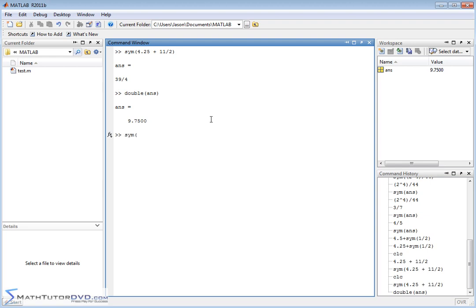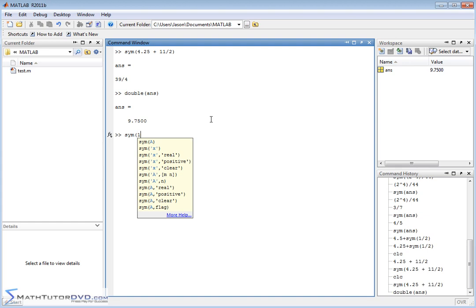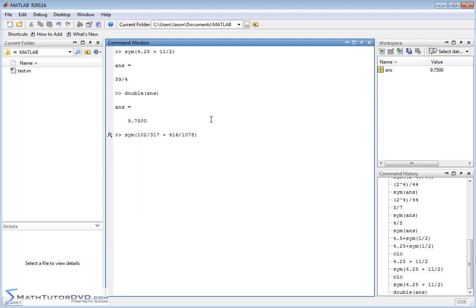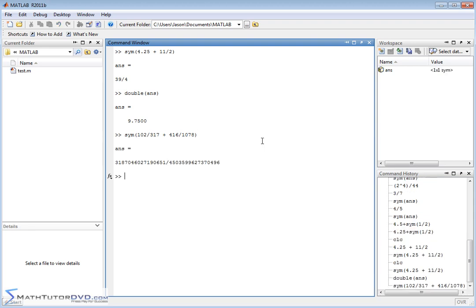Anytime you're doing some arithmetic, let's say 102 divided by 317, plus 416 divided by 1078, let's do something that's not so easy to do by hand. So I'm taking a symbol, I'm adding these two giant fractions together. MATLAB is going to give me this very large fraction. Look at this very large numerator, this very large denominator. Okay, that's wonderful, but that's not very compact.